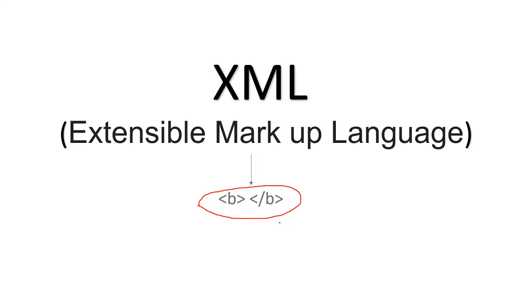In HTML we use defined tags. Those tags were already defined by the language compiler, whereas in XML there are no defined markups. So this is extensible markup, which means we can extend this markup as much as we can. That's why we call it extensible markup language.